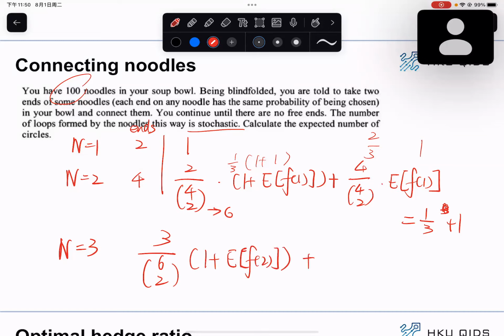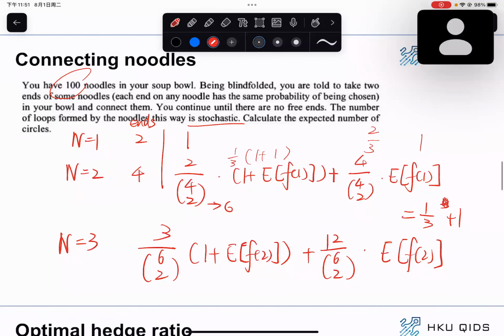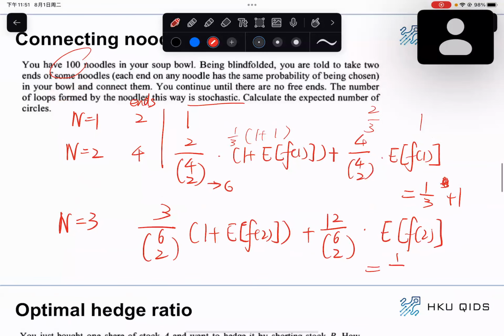And plus there are another 12 cases over C(6,2). They are going to be F2, because 2 lines will be combined into one noodle and it reduces to the case of F2. By calculating that, we can find this is actually 1/5 plus 1/3 plus 1.